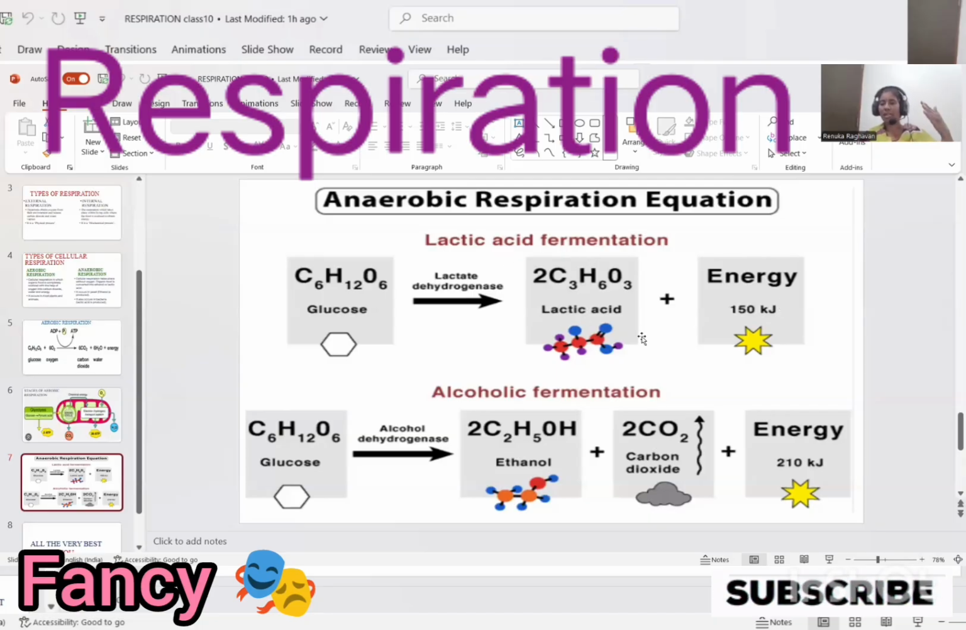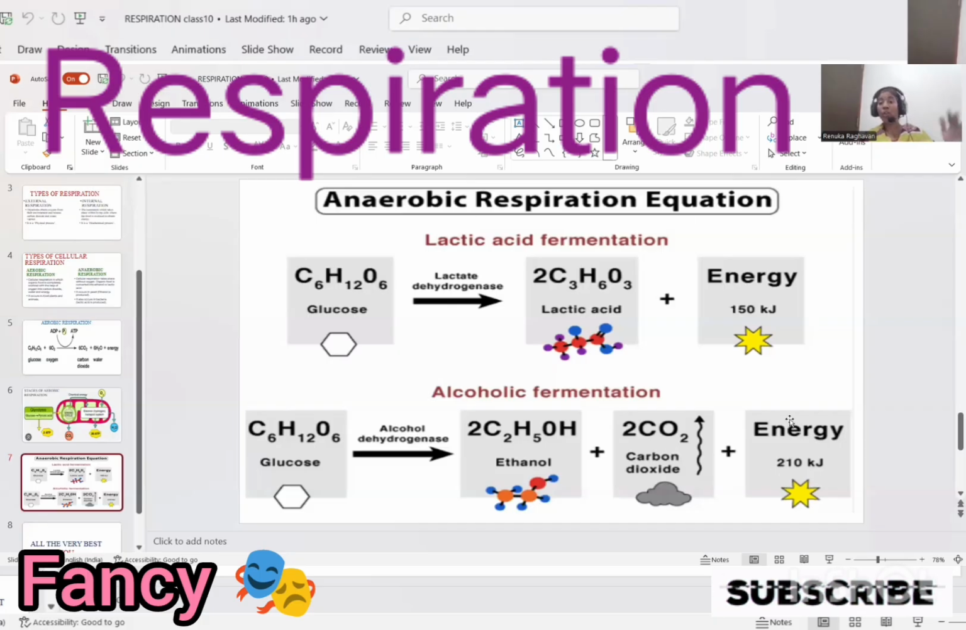They also receive this lactic acid. In the absence of oxygen, they will respire and their glucose will be converted in the same way, and they will get the energy. And the next is alcoholic fermentation, like yeast. I told you about the fermentation process in the idli batter. I told you this glucose will be converted into ethanol, and then carbon dioxide will be produced here and energy will be produced. Here only lactic acid will be produced, and here the ethanol along with the carbon dioxide will be produced and energy will be produced.